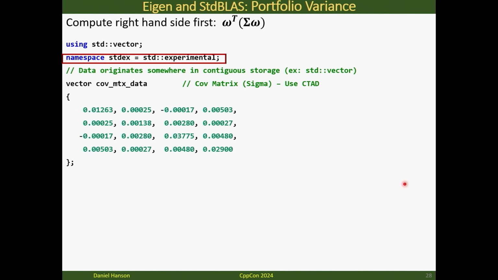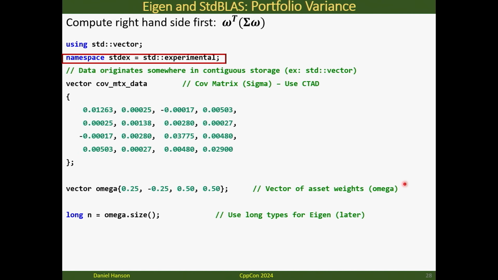Okay, so we'll have a portfolio of 4 assets. We need to put the data somewhere in contiguous storage because we're going to need to use mdspan. So we'll just put it into a std vector. I wrote it here in 4x4 form, so you can see that it's a symmetric matrix. Then we'll also store the weights in our vector omega. What this means is 25% goes in the first asset, we go 25% short in the second asset, and then 50% in each of the third and fourth assets.